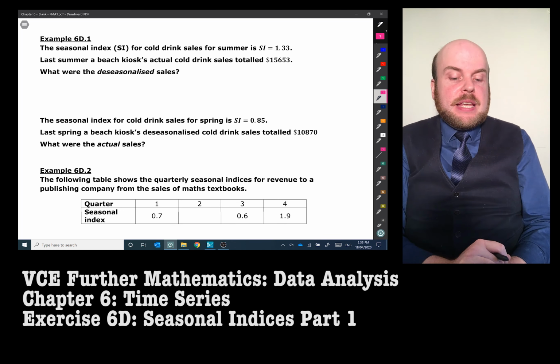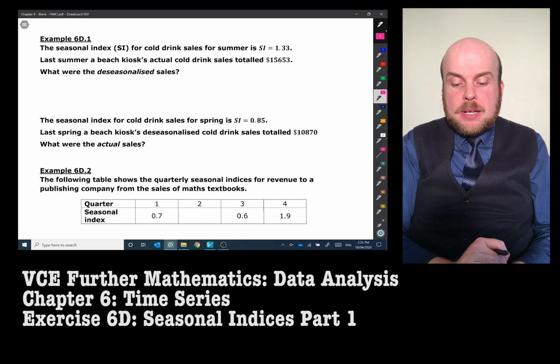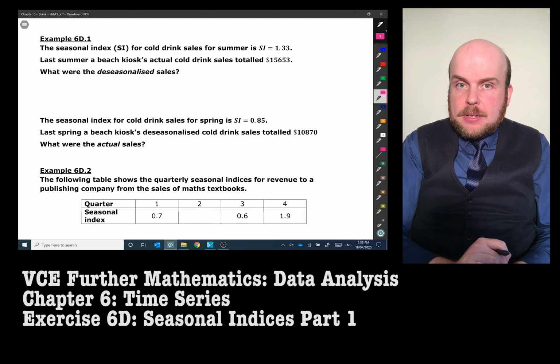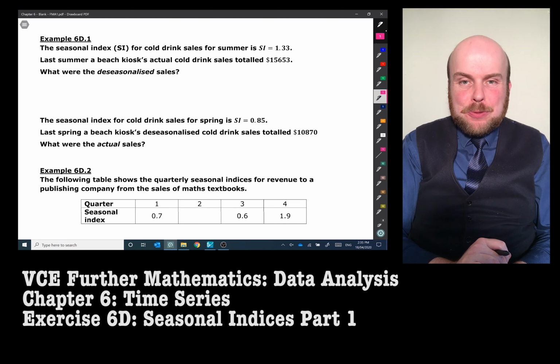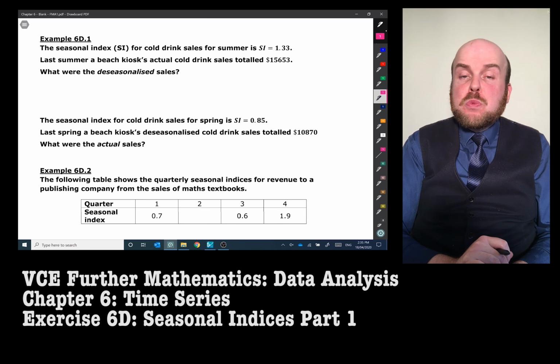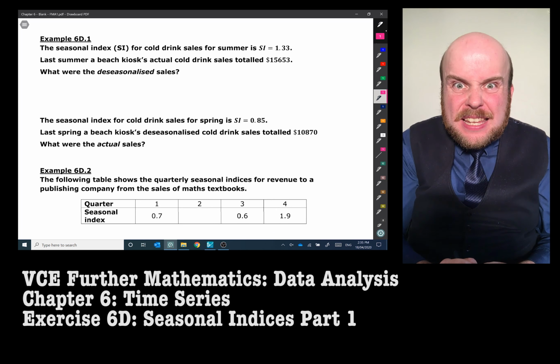The seasonal index SI for cold drink sales for summer is equal to 1.33. Last summer, Beach's kiosk's actual cold drink sales totaled $15,653. What were the deseasonalized sales? So what is this even asking?